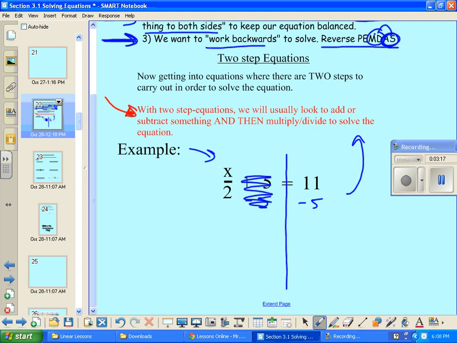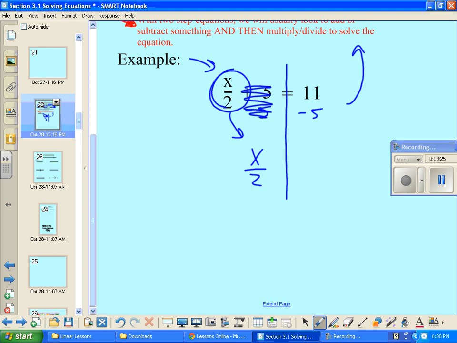What's still left on this side of the equation is my x divided by 2, so I'm just going to bring that down and keep that on this side of the equation, so I still have x divided by 2. That equals whatever I have on the other side of my equation now, which is 11 minus 5. Well, that gives me 6. So now here's my new equation at this point. x divided by 2 equals 6.